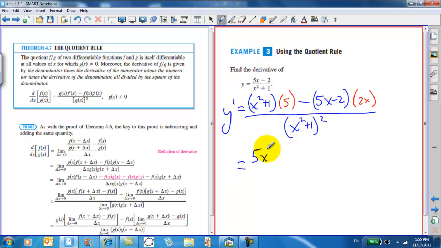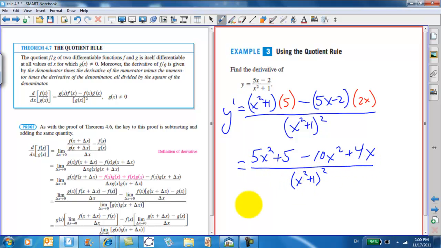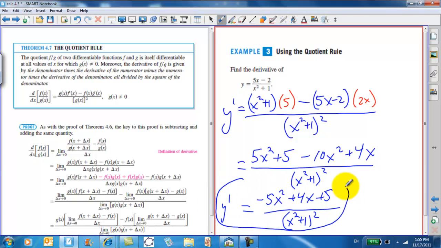So you get 5x squared plus 5 minus 5x times 2x is 10x squared. Minus minus 2 is 2 times 2x is 4x. All over x squared plus 1 squared. There's no need to expand out the x squared plus 1 squared. We're going to get negative 5x squared plus 4x plus 5 all over x squared plus 1 squared. And we can just stop there for the derivative. This does not look like it's going to factor. b squared minus 4ac is 116. No, that's not a perfect square. So this doesn't factor. That's all we're going to leave it like for now.